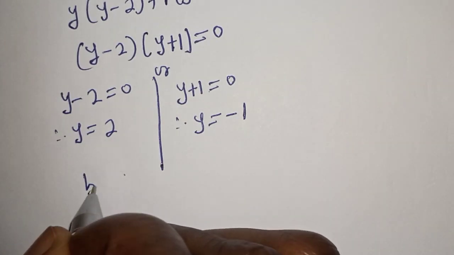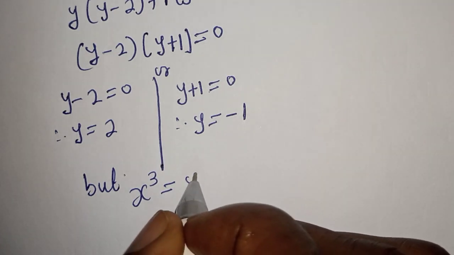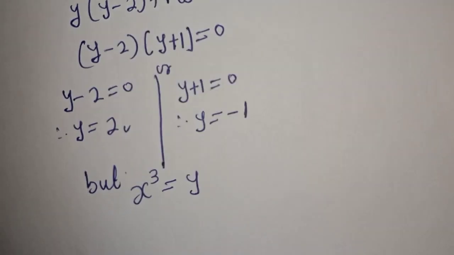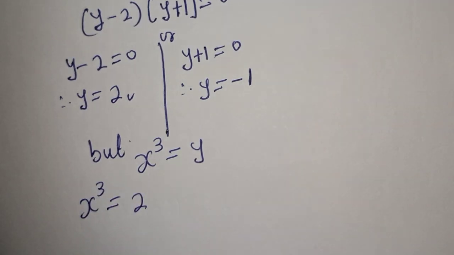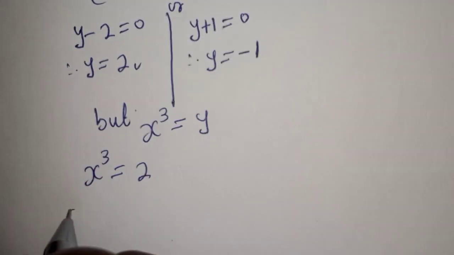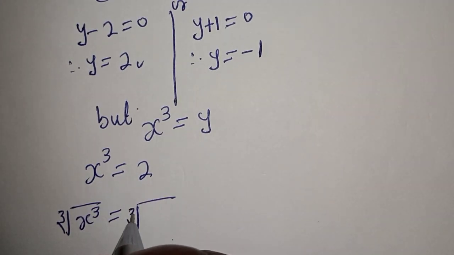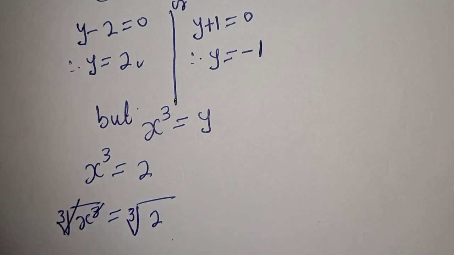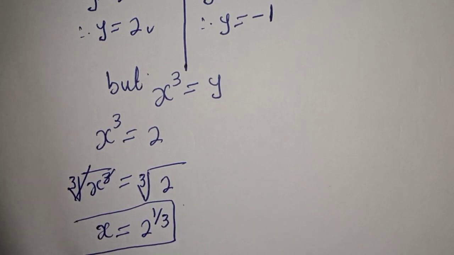But s raised to power 3 is equal to y. Then from here, s raised to power 3 is equal to 2. Let's take the cube root of both sides. Cube root of s raised to power 3 is equal to cube root of 2. This will cancel this. S is equal to 2 raised to power 1 over 3. This is the first value of s.